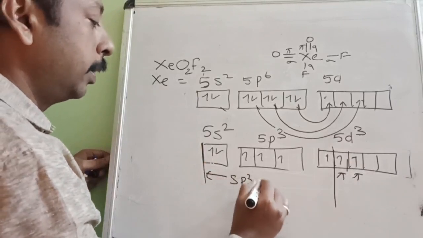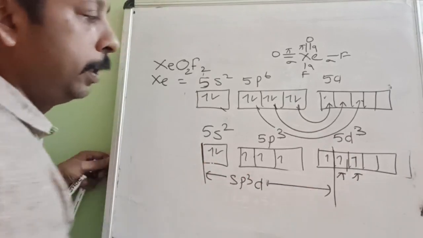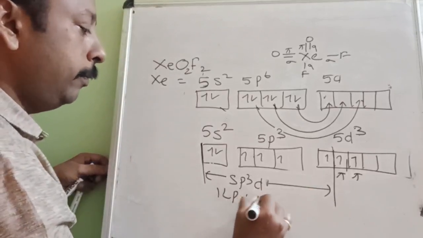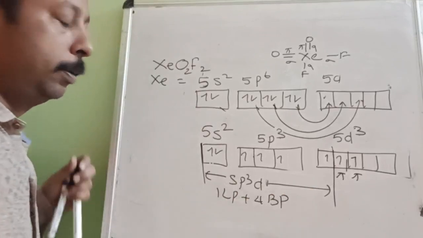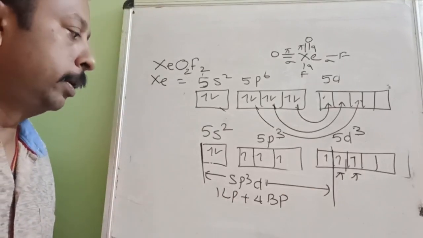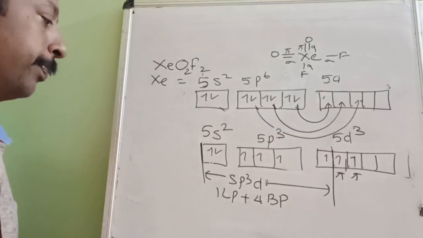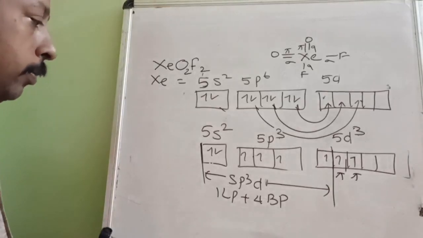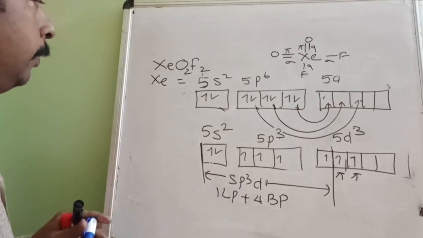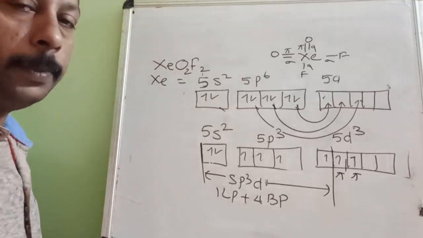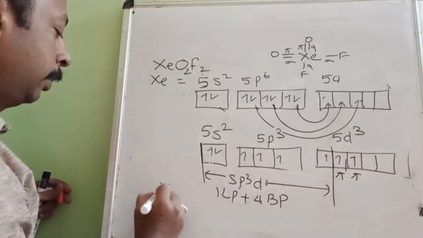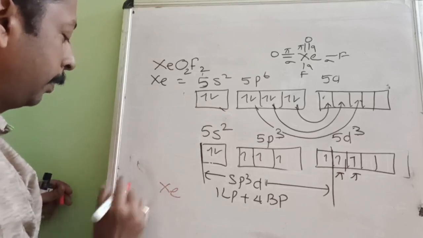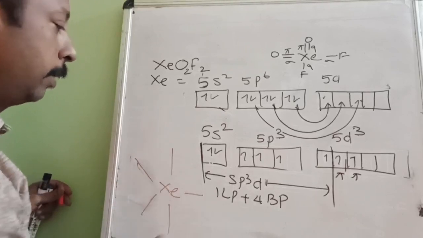So what will be the hybridization? sp3d. But 1 lone pair and 4 bond pairs. How many lone pairs? 1 lone pair and 4 bond pairs. Okay. So out of this 1 lone pair and 4 bond pairs, according to sp3d, what should be the shape? Triangular bipyramidal. Okay. Xe double bond, 1, 2, 3, triangular bipyramid.